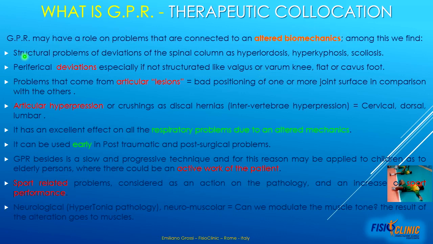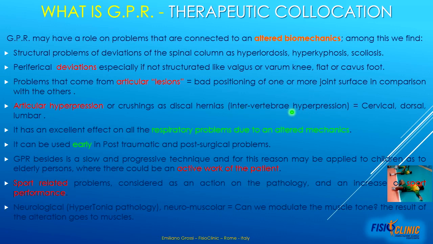Also problems that come from articular lesions, so bad positioning of one or more joint surfaces in comparison with the other. But also, and this is very important, articular hyperpression that we call crushing, so a pressure that goes not only in a simple joint, but for example between two vertebrae.